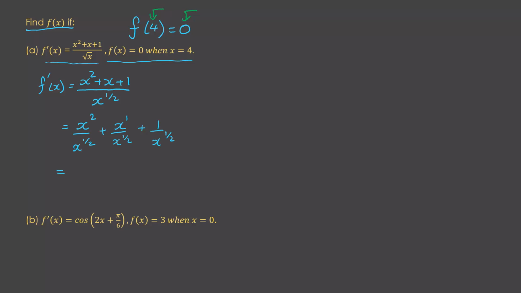Now when we divide, we subtract indices. So this is x to the 3 over 2 plus x to the half plus x to the negative half. So f of x is going to be the integral of x to the 3 over 2 plus x to the half plus x to the negative half with respect to x.